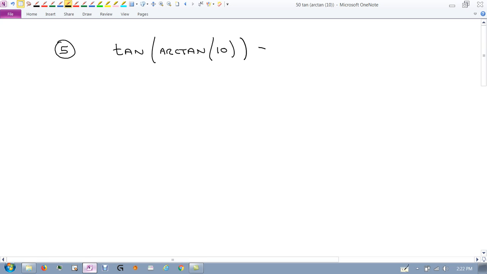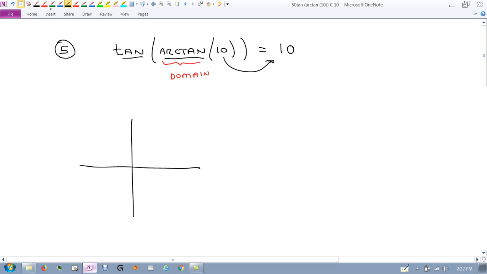The normal idea here would be that if you put tan together with arctan, they should undo one another, and it should just spit out the input and give you 10. That's true, but not always, and we just have to be careful with a few different things. First of all, we need to know what is the domain of arctan. The way I can get at this is by going back and reviewing real quick what tangent looks like.